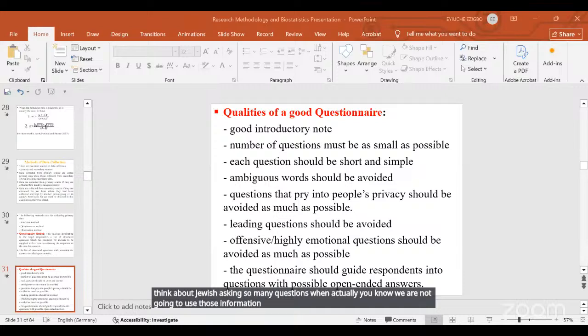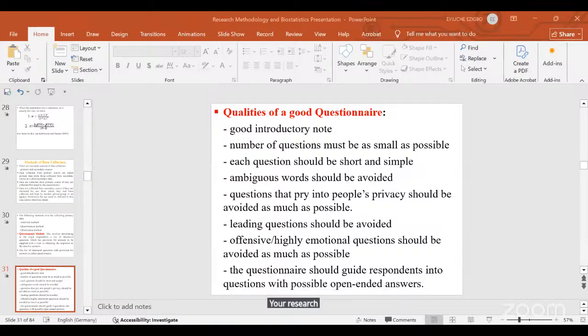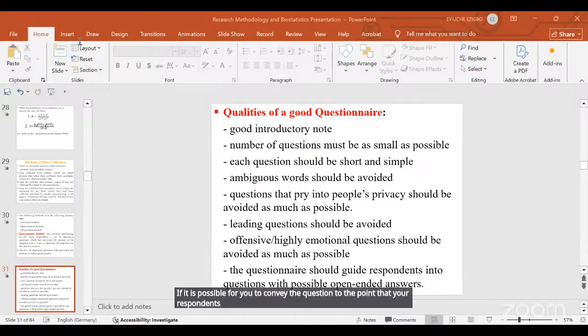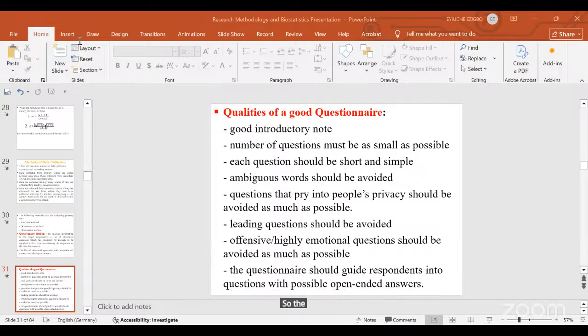Number three is that each question should be short and simple. Each question should be short and simple. If it is possible for you to convey the question to the point that your respondents will understand it, even with three words, do it. I hope it's clear. So that you don't overburden your respondents.